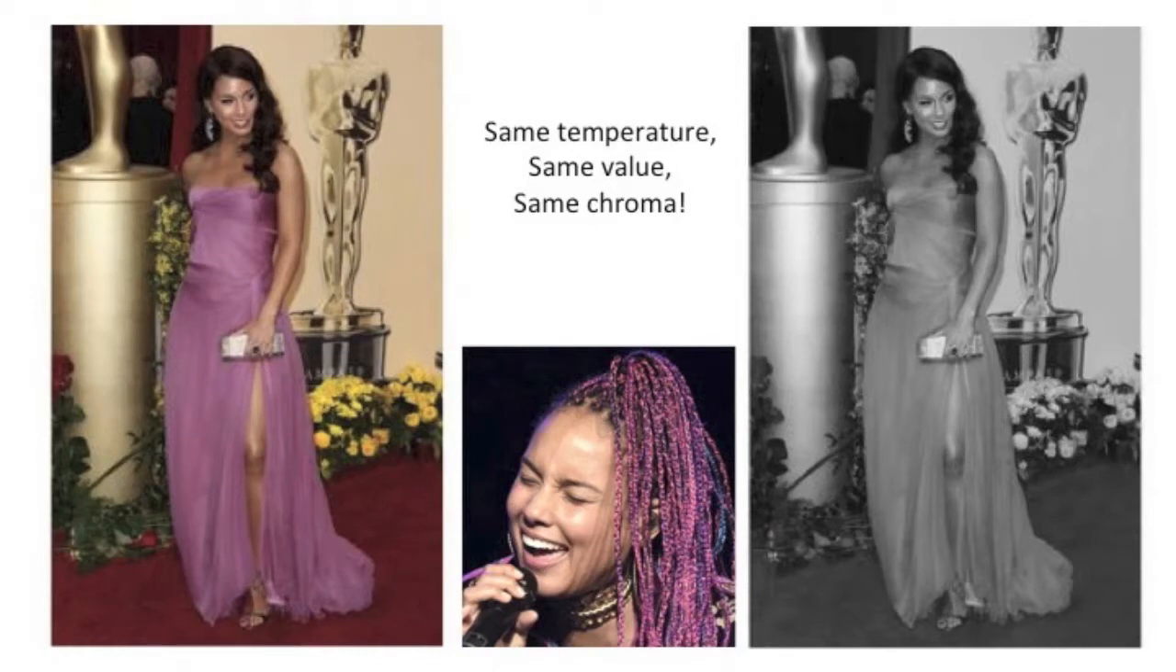Okay, so this is another example. The chroma of the dress is the same as the chroma of her skin, so it's just as bright as her undertone. Not only that, it's also the same value, as you can see from the black and white picture on the right. And not only that, it's the same temperature, so it's a cool color.